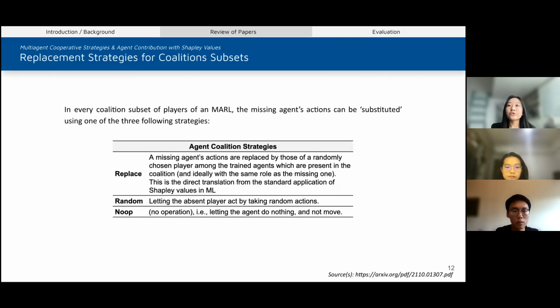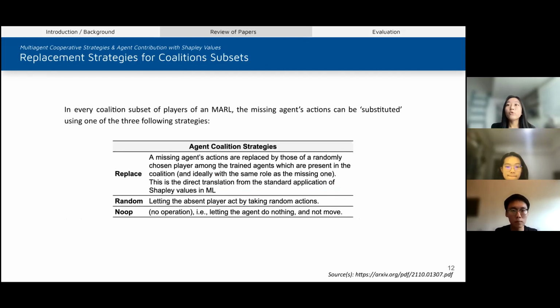So in the equation last shown, we mentioned about coalitions of players. In Monte Carlo approximation, there are 3 strategies to substitute the agent excluded from any particular coalition. The first is replace, whereby the missing agent's actions are replaced by those of a randomly chosen player already in the coalition. Second is random, where we let the absent agent act simply by taking random actions.